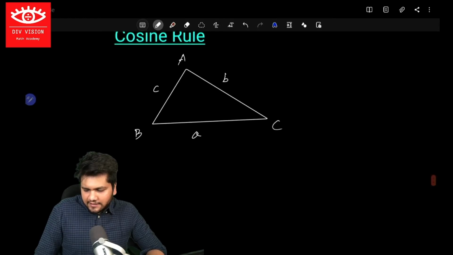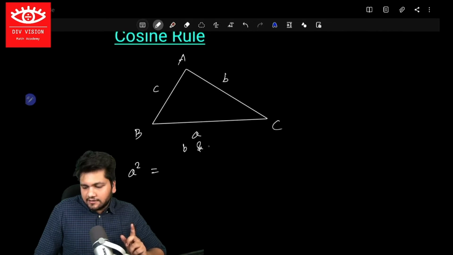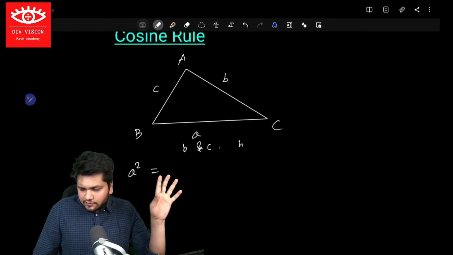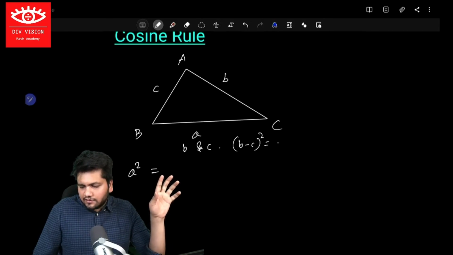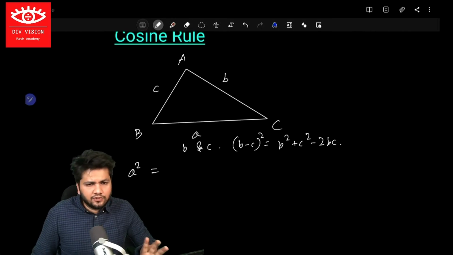Let's say we want to find the side, let's say a square. So first of all, it's based on square. Now we need to find a square, so we are going to concentrate on b and c. And it's just a weird logic. So b minus c whole square is what? It's going to be b square plus c square minus 2bc. That's all you need to remember.